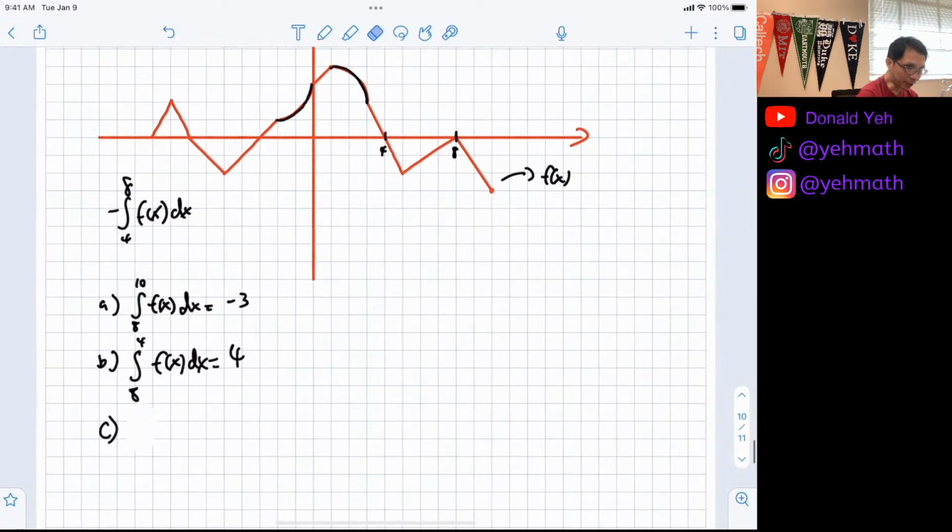Okay, be careful with this one. So what is the integration between -7 to -3 of f of x dx? Oh, sorry, that's not f of x. Absolute value. Absolute value of f of x dx. Oh, absolute value, yes.